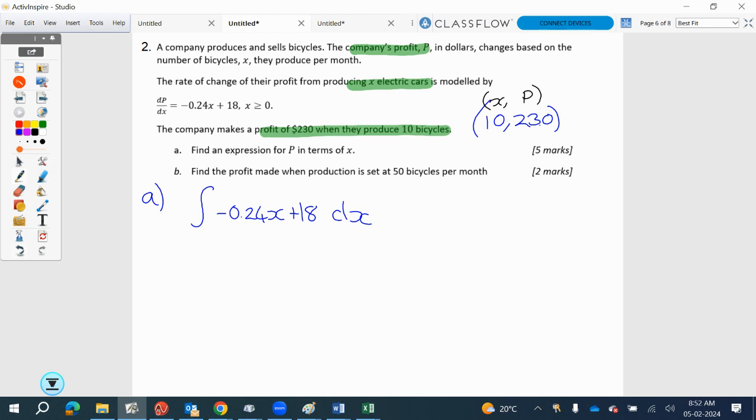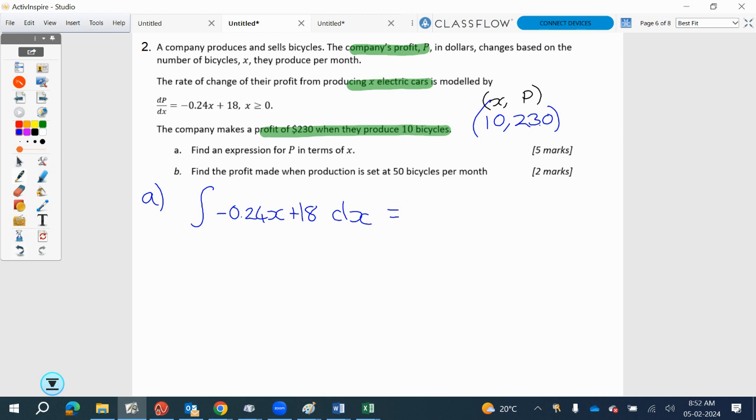Isn't that minus 0.12 x cubed plus 18x? Let me do it in an extra step. I want to show the extra step. So use the integral formula. You can find that on the back page of the formula booklet. It's the second formula, I think. Yeah, the second formula on the formula booklet on the back page. Take a look at it now. Take a look at it.